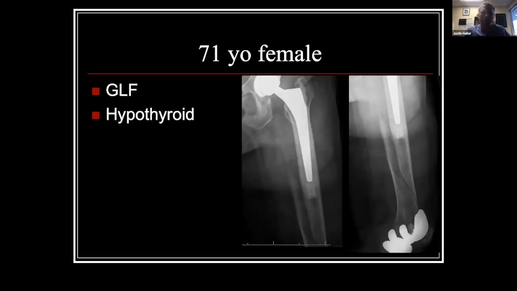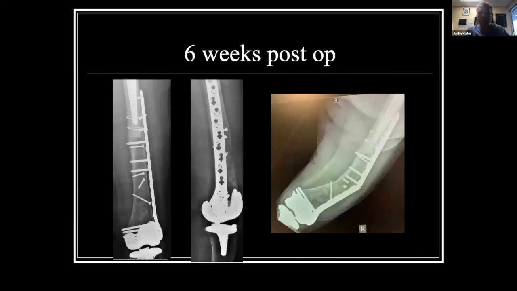All right, so last case is this 71-year-old female. She had a ground level fall, fairly simple interprosthetic fracture. She's otherwise fairly healthy, low demand patient with just some hypothyroid. This is how she's fixed at outside facility.